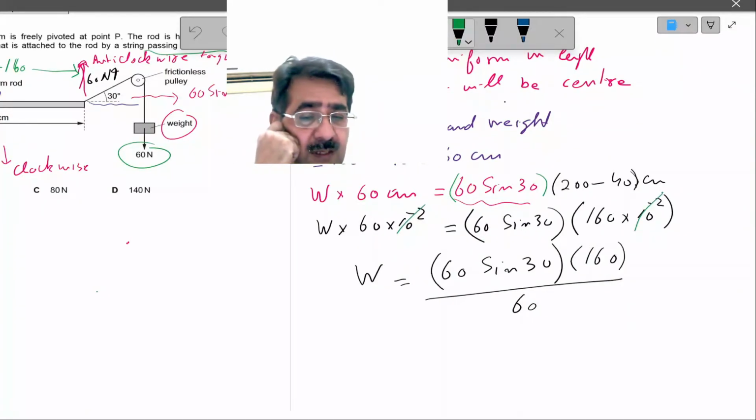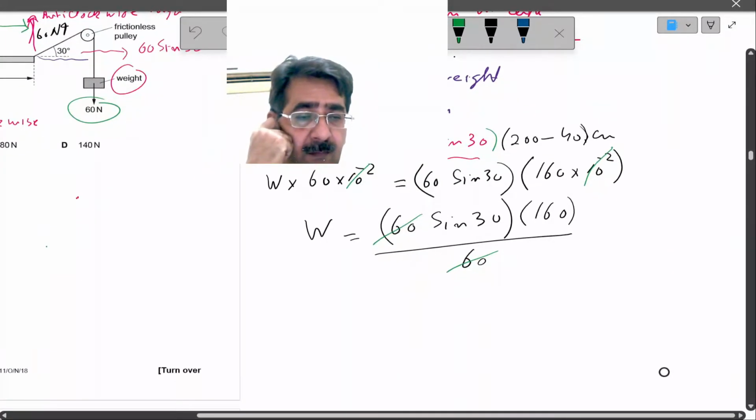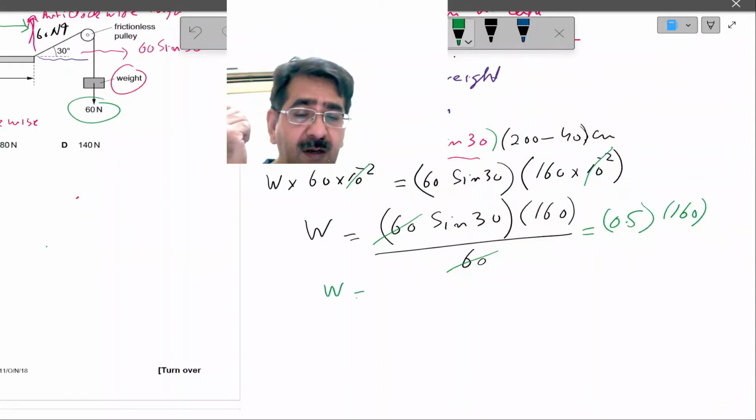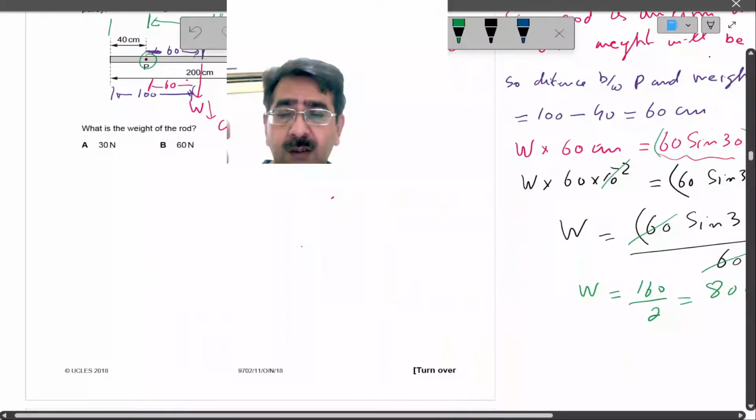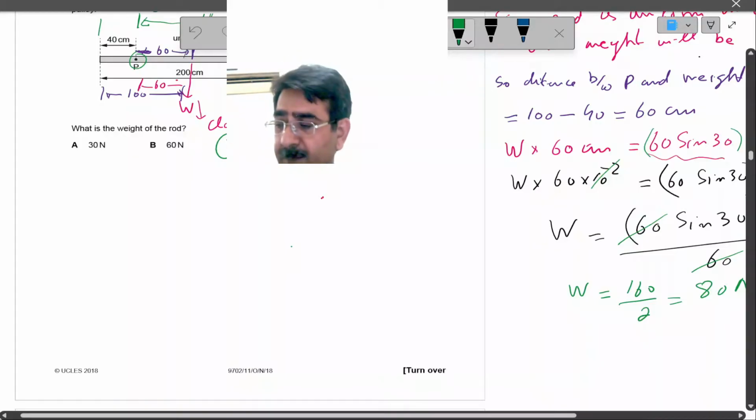This will be cancelled with this, and this 60 will be cancelled with this, and we know that sine 30 is 0.5 or 1 by 2, and multiplying by 160, the W will become 160 divided by 2, that will be 18 Newton. So the answer will be C, that is 18 Newton.